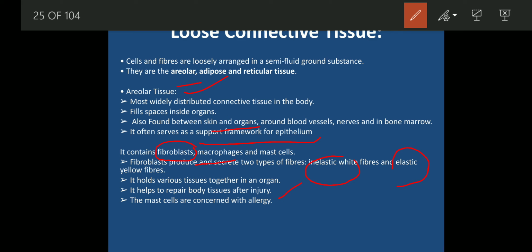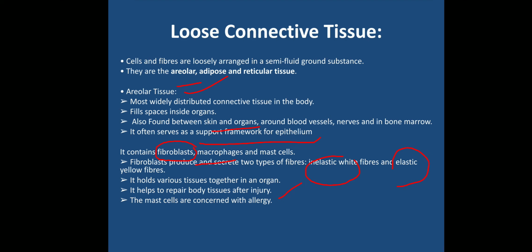So we have seen what areolar tissues are, where they are found, what the functions are, and what it consists of. It is also called packaging tissue. They are mainly found in different organs. They fill the space. They are responsible for binding the cells, and also for repairing the body after injury. And they have fibroblasts, which produce two types of fiber, that is yellow fiber, which is the elastic one, and white fiber, which is the inelastic one. Okay, so that was about this loose connective tissue.